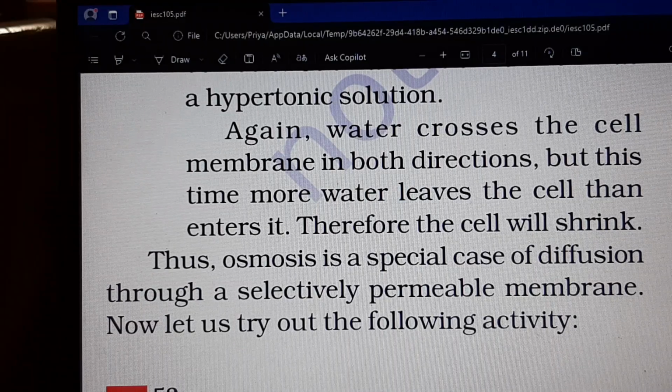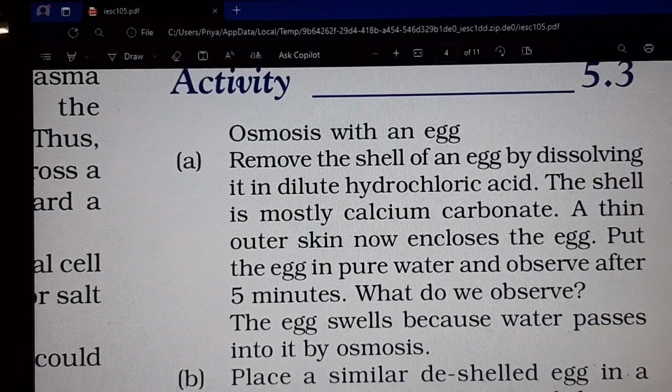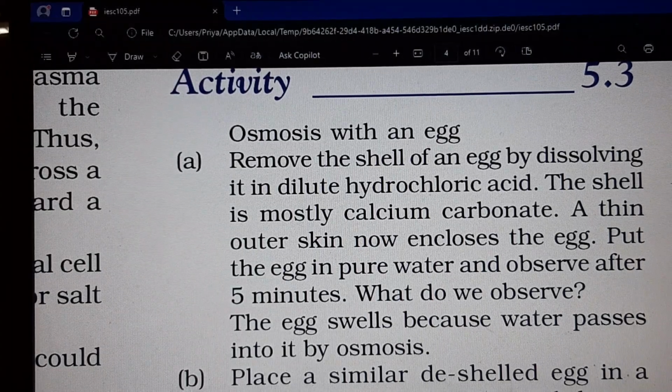Now, let us try out the following activity. Activity: osmosis with an egg. Remove the shell of an egg by dissolving it in dilute hydrochloric acid. The shell is mostly calcium carbonate. A thin outer skin now encloses the egg. Put the egg in pure water and observe after 5 minutes. What do we observe? The egg swells because water passes into it by osmosis.